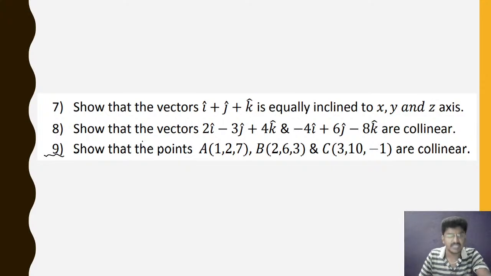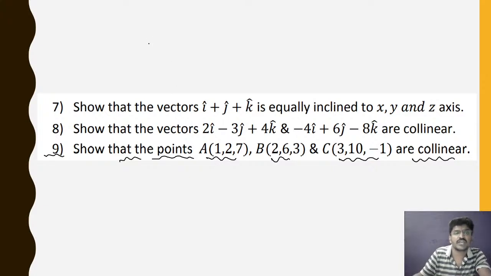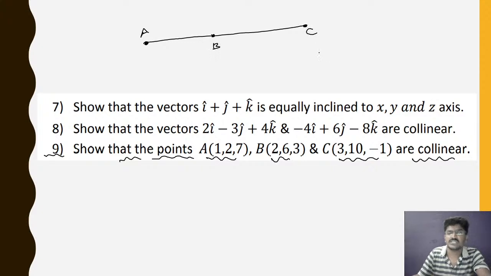Okay. Let us see the ninth problem. Show that the points A(1, 2, 7), B(2, 6, 3), C(3, 10, minus 1) are collinear. Okay, so for this you can just see, this is A, this is B, and this is C.